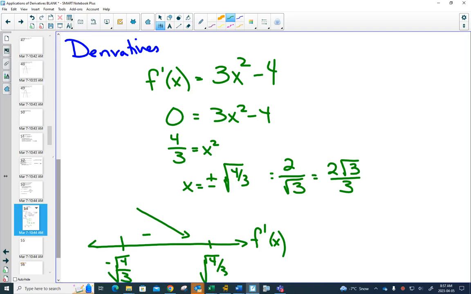And plugging in a number bigger than the square root of 4 over 3. Okay? We don't really need to evaluate this, but sometimes you can just say, I'm pretty sure 100 is bigger. And if I square 100 and times it by 3, and I subtract 4, I'm pretty sure that's going to be positive. Same thing with a negative number because it's x squared. So we have sort of mental math strategies we can use to get these values quickly.